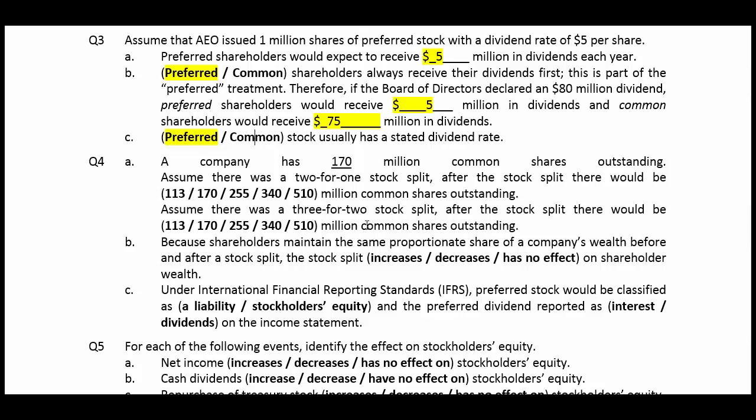Let's answer this question. A company has 170 million common shares outstanding, and it's a 2 for 1 stock split. How many shares would there be then? 340. Let's say there was a 3 for 2 stock split.